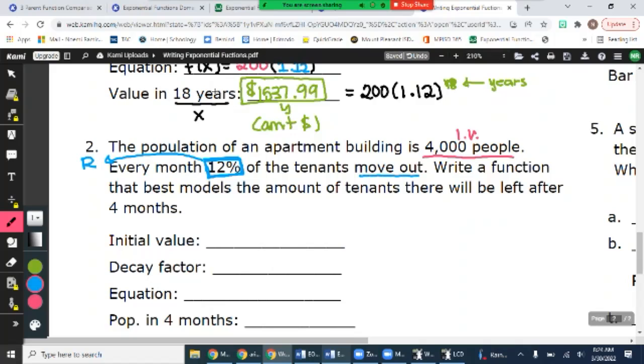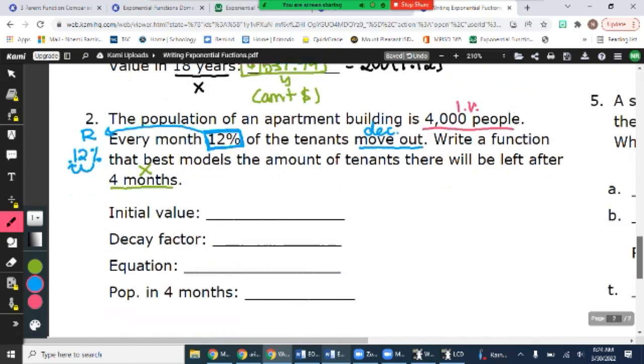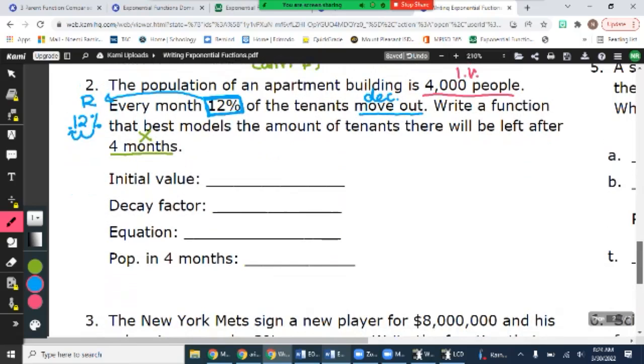Now the tenants are moving out. They're not moving in. So if they're moving out, what do we see? Decay, decrease. Okay, write a function that best models the amount of tenants that there will be left after how many? 4 months, because that's time. That is my X value. All right. So first thing I'm going to do is come over to the side and convert that 12% back to a decimal so I can use it. I grab the percent, move it 2 to the left, or I divide by 100 and it gives me 0.12, which we just saw in the previous example anyway.